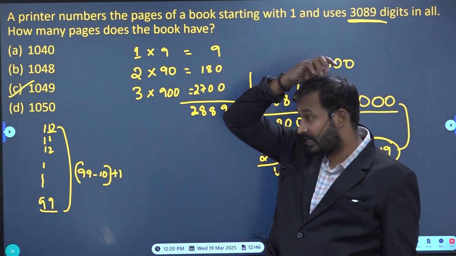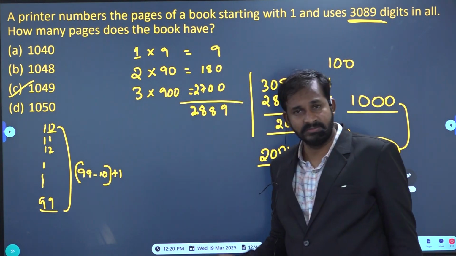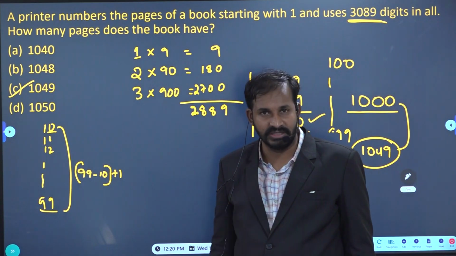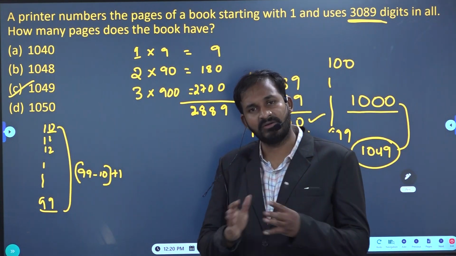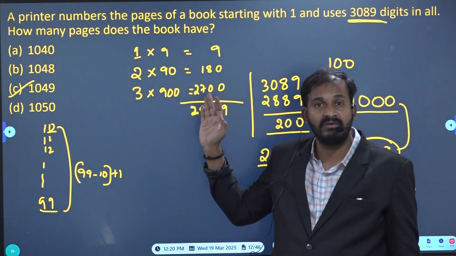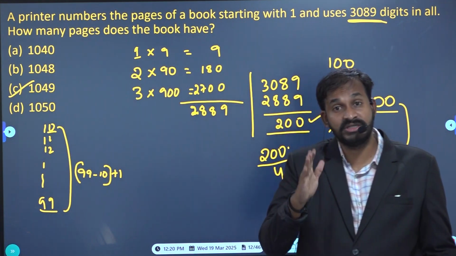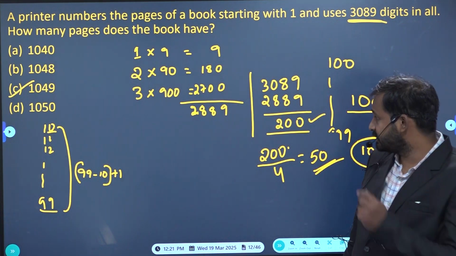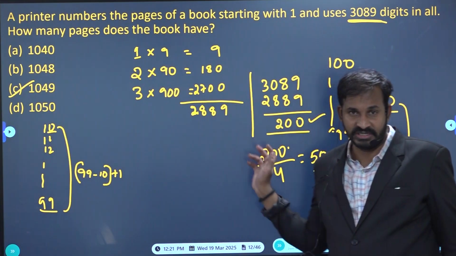Sir, how did you go directly to the 4-digit numbers? Very simple, ma'am. In the given options, all are 4-digit numbers, right? That means definitely you will write all the 3-digit numbers. That is the reason I initially calculated the sum of all the digits used till 3-digit numbers, and only then I moved to 4-digit numbers.